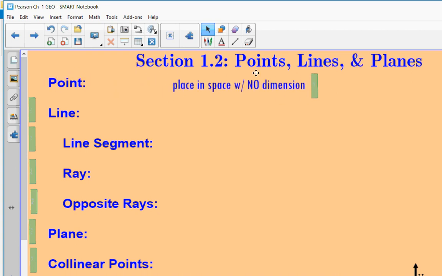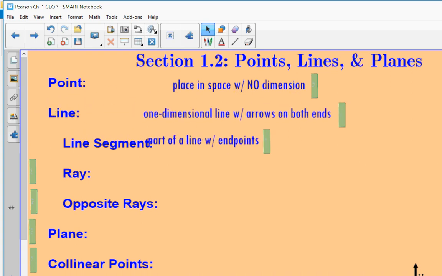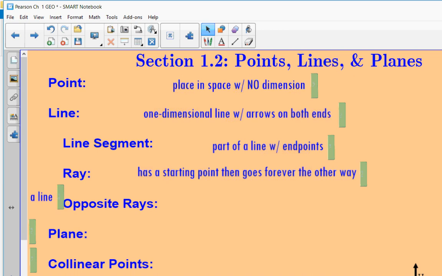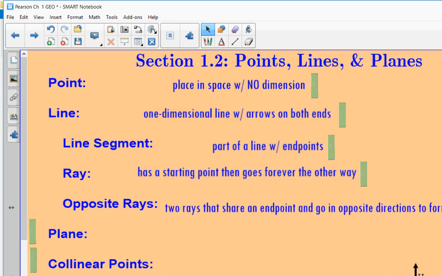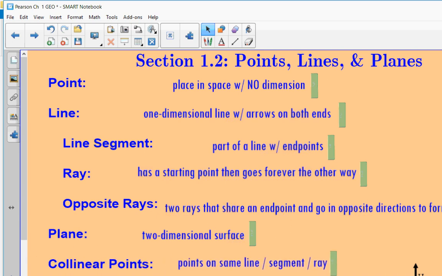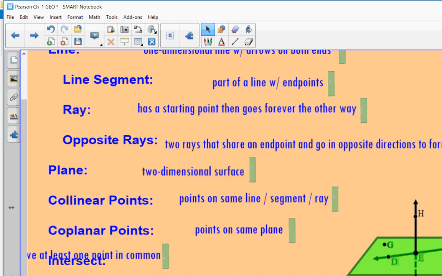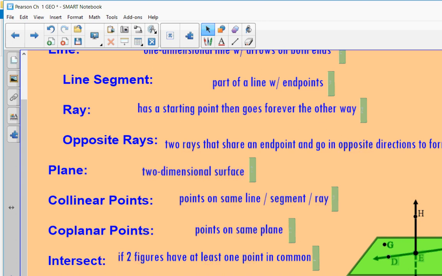and then we have line. We have a line segment. We have something called a ray. We have opposite rays. We have something called a plane, and this will not be the kind you get on and travel somewhere. We have collinear points. We have coplanar points. And we have intersect. Okay, so they're all up.